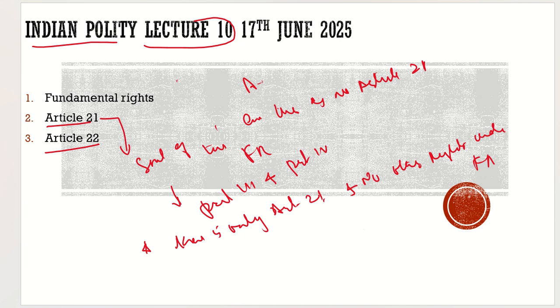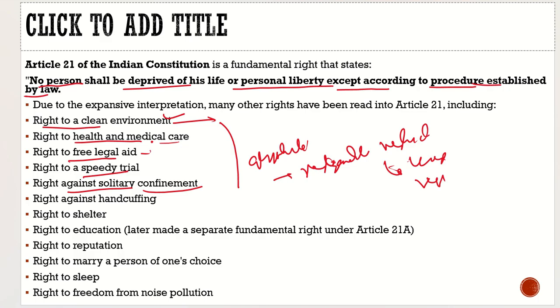As we have seen, the judiciary has used its creativity. We did not have the right to privacy till 2017. It was not considered a fundamental right. But in 2017, by the Puttaswamy judgment, it was recognized as a fundamental right.